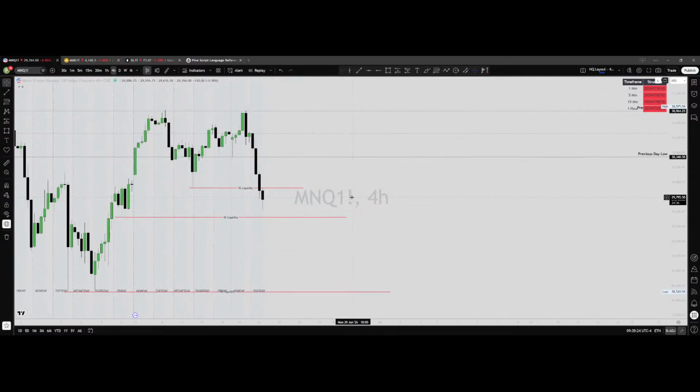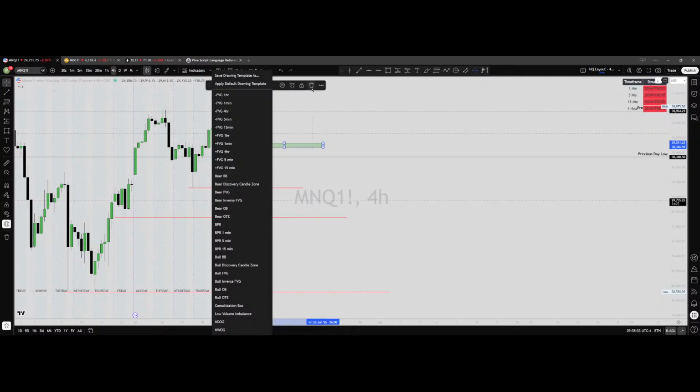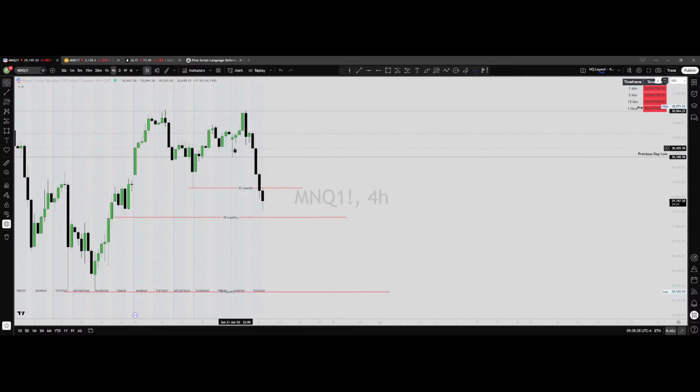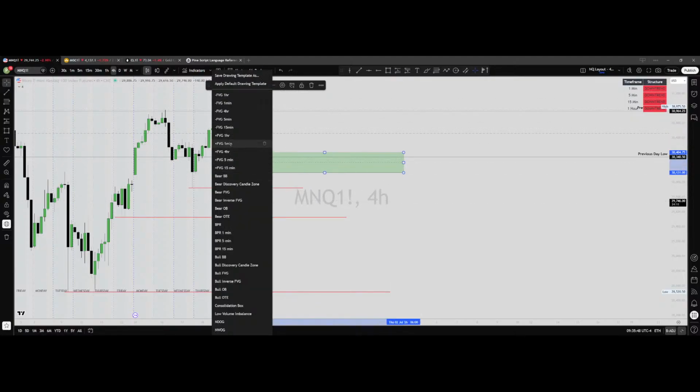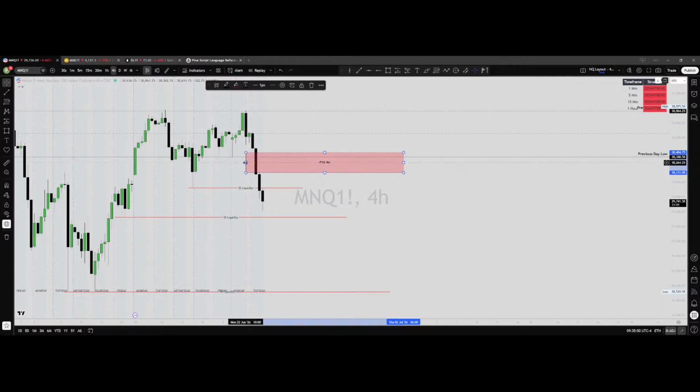We have multiple 4-hour fair value gaps right here. This one up here, I'm not going to mark this one, as we have to deal with this bearish order block before entering into this fair value gap. I'll mark this one as this fair value gap aligns with this 4-hour fair value gap, right? This is a 4-hour bearish fair value gap. Now it aligns along with this order block, this bearish order block.